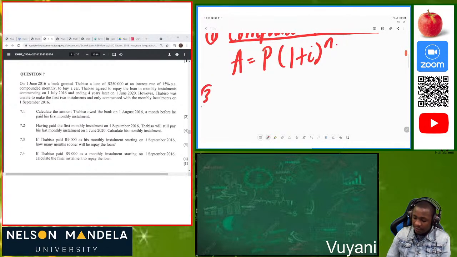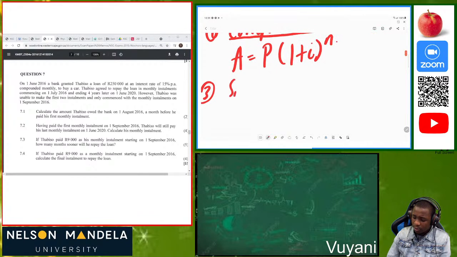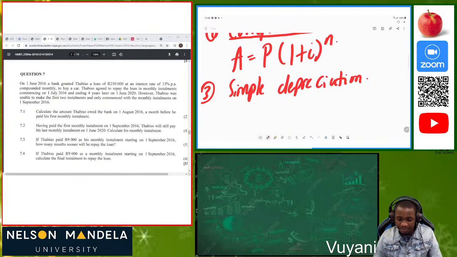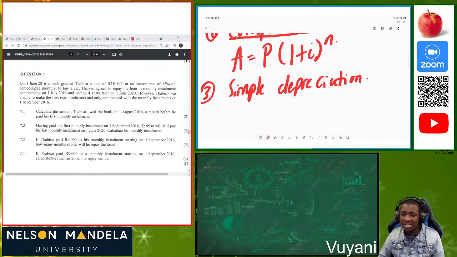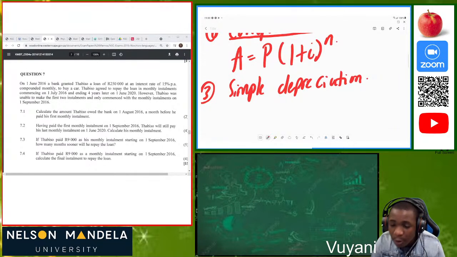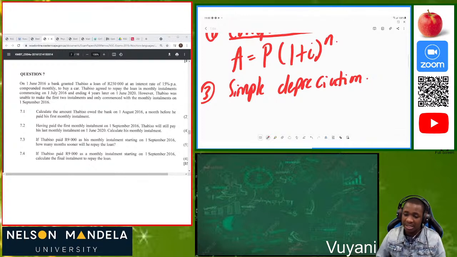The number 3 formula which we were taught is about simple depreciation. So on simple depreciation, just to give you an overview of what depreciation is: when you buy a car, for instance, it depreciates. The moment you drive it out of the car company, it has already depreciated.